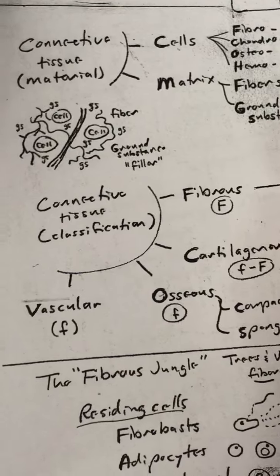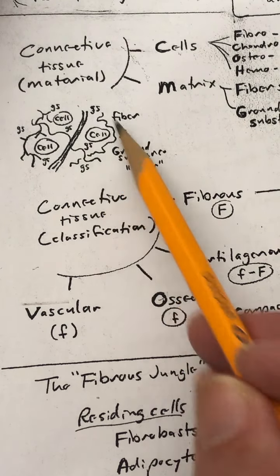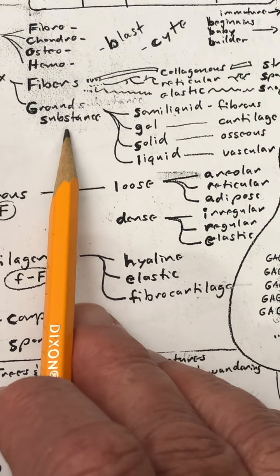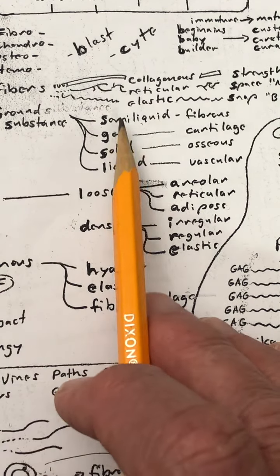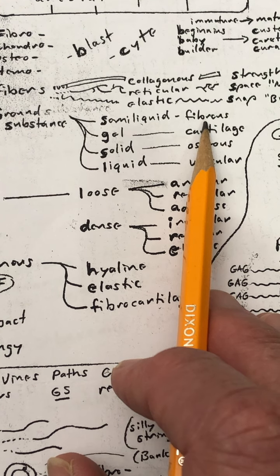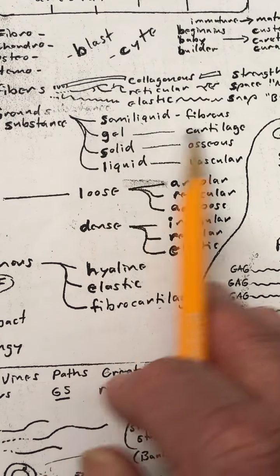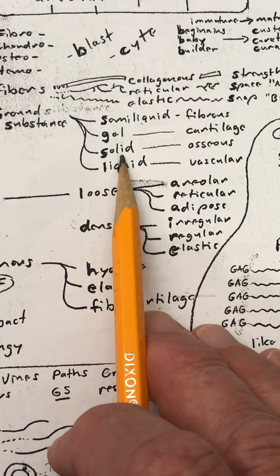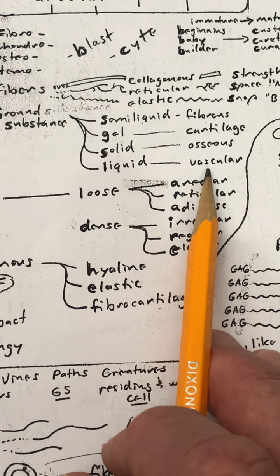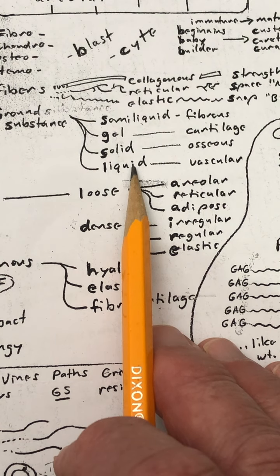So the connective tissue is made up of cells, a matrix, and the matrix is made up of fibers and ground substance. And the ground substance is one of the main characteristics of the connective tissue, because it could be semi-liquid, like in fibrous tissues, particularly areolar, loose connective tissue. It could be more solid, like gel material, like in cartilage, or it could be absolutely solid, as in osseous tissue, or the ground substance could be a liquid, as in vascular tissue, which of course is a fancy name for blood, and that liquid we're talking about would be the plasma.